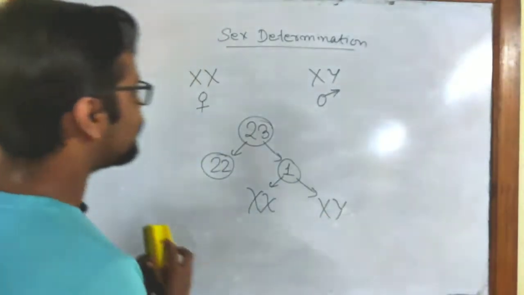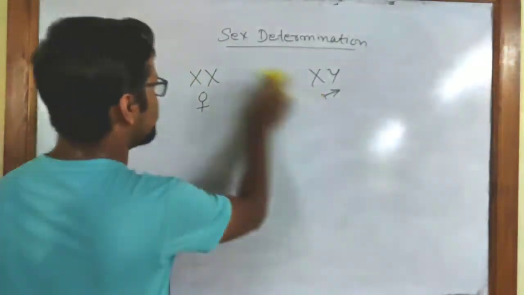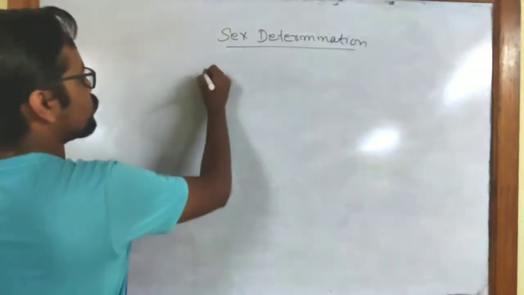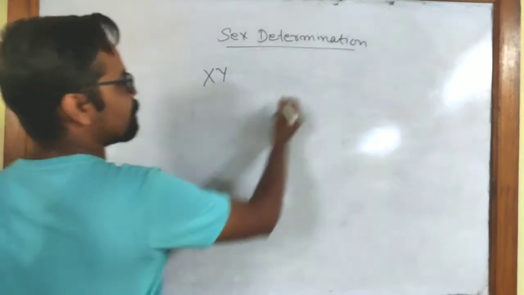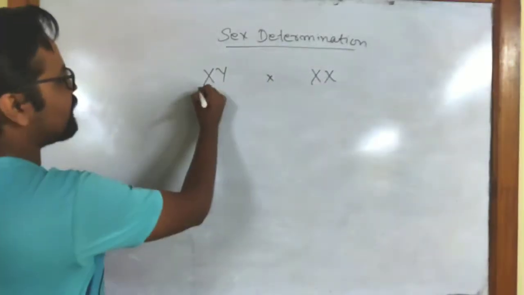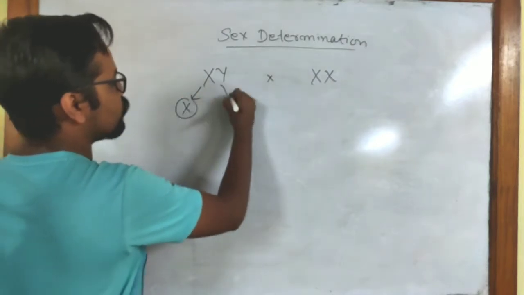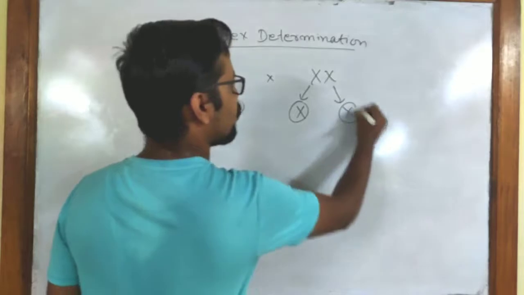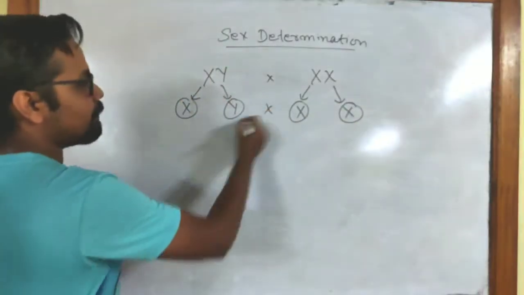Now what is going to be the sex of a child? Suppose a father and a mother are trying to reproduce. The father will be XY and the mother will be XX, and we are trying to do a cross between them. So what are the possible gametes? Gametes from the father will be either X or Y. Here the mother's gametes will be both X, right? So now we want to combine them.